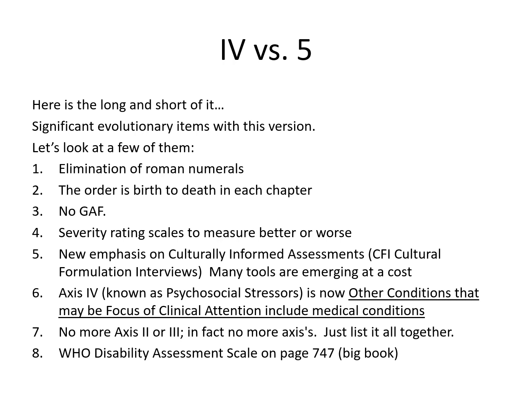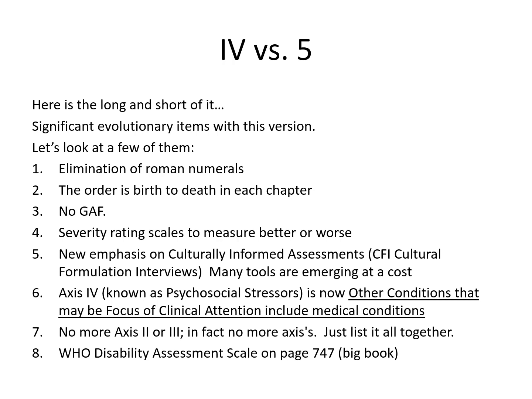So 4 versus 5. Here's the long and short of it. Significant evolutionary items with this version. Let's look at a few of them. Elimination of Roman numerals. The order is birth to death in each chapter. No GAF score. Severity rating scales to measure better or worse. New emphasis on culturally informed assessments. CFI, cultural formulation interviews. Many tools are emerging at a cost.